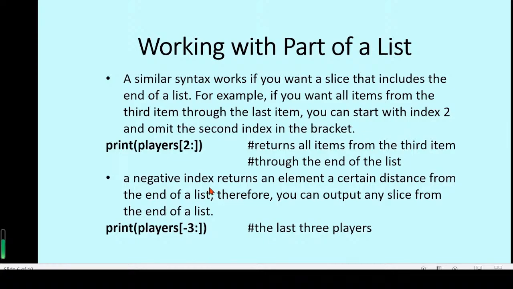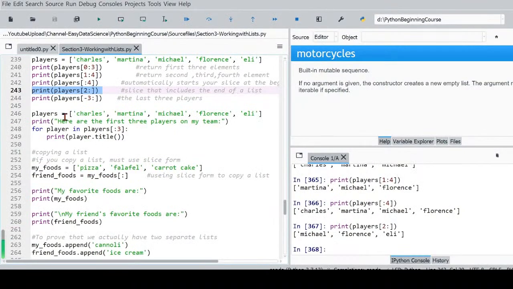The negative index returns an element a certain distance from the end of a list. So therefore, you can output any slice from the end of a list. For example, we can write players[-3:]. Then it will return the last 3 players. So it will return the last 3 players with the negative index.